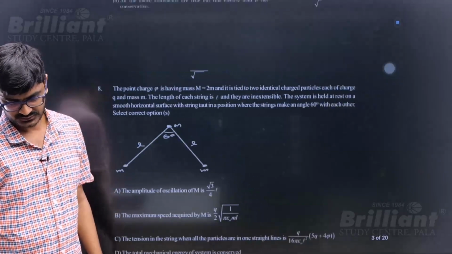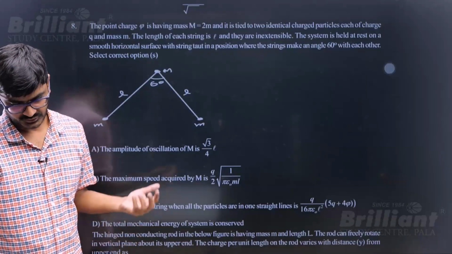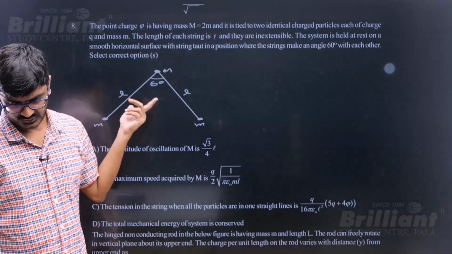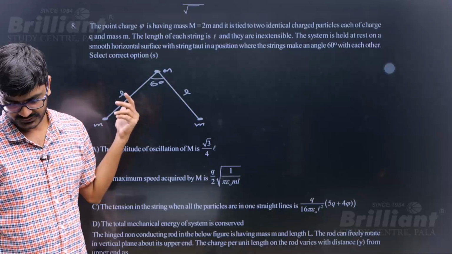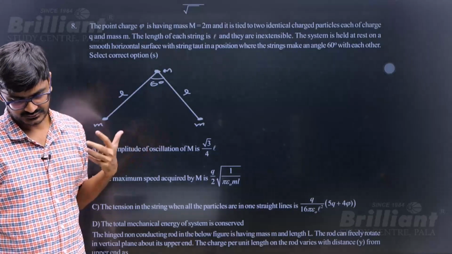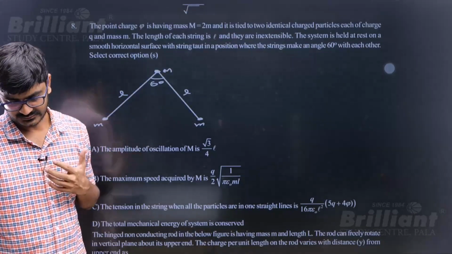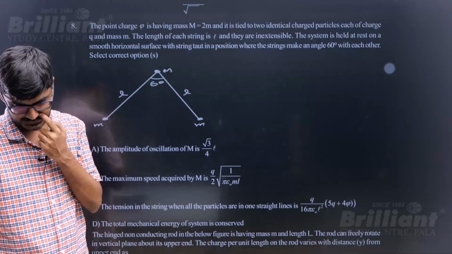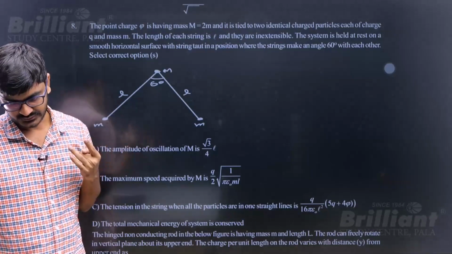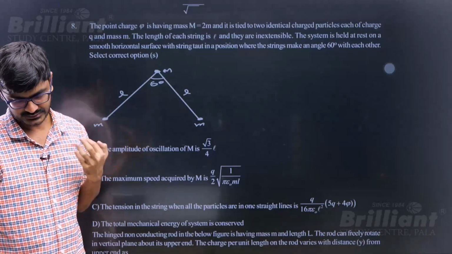Now the next question. The point charge capital Q has mass capital M equals 2 times small m. It is tied to two identical charged particles, each of charge small q and mass m. The length of each string is L and they are inextensible. The system is held at rest on a smooth horizontal surface with the strings taut, in a position where the strings make an angle of 60 degrees with each other.